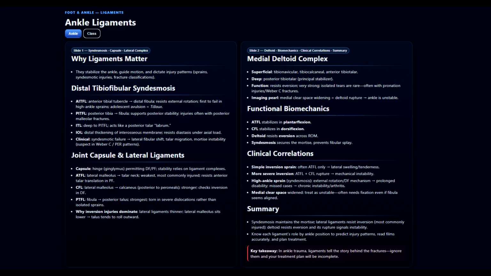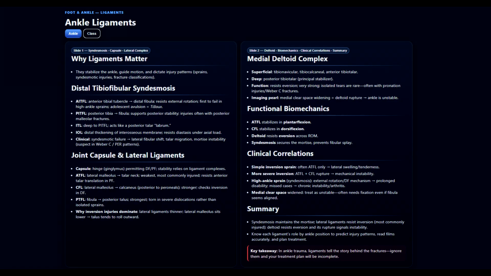The ankle joint capsule. The ankle is a hinge joint, or more precisely, a ginglymus, that primarily allows dorsiflexion and plantar flexion. The capsule extends from the tibia and fibula to the talus, but its stability is not uniform. Instead, stability is provided by 3 key groups of ligaments: the lateral ligaments, the medial deltoid complex, and the syndesmotic ligaments we already described. The lateral ligaments, guardians against inversion.